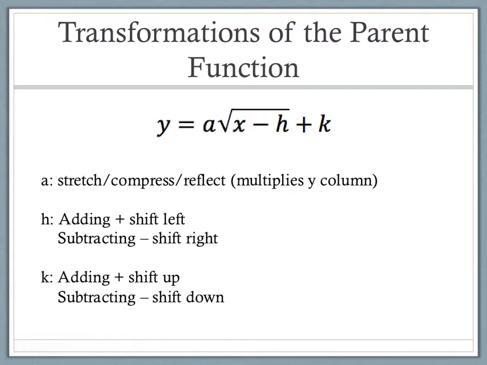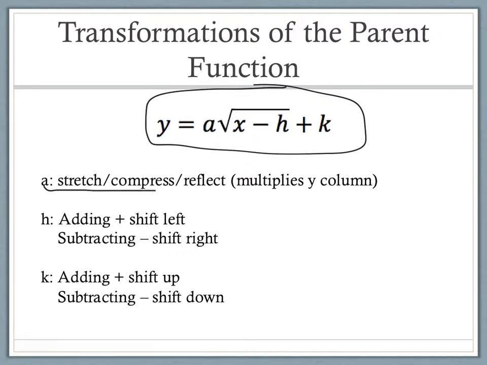Okay, so what we're going to do now is we're going to take that basic parent function that we have, and we'll transform it or move it around like we've done in the past. If you notice, our general form for it looks very similar to what we had in the past. We have y equals a, then the radical x minus h plus k. So our a value is going to stretch, compress, or reflect. Remember, it reflects if it's a negative. Okay, that's what we multiply our y column by.